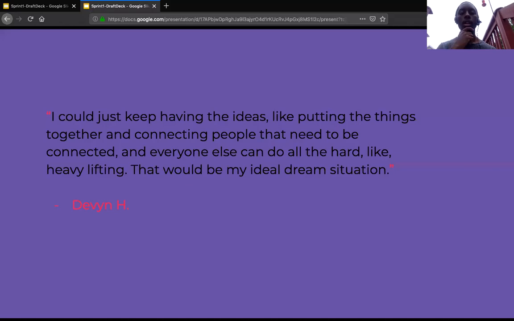And this is a quote from Devin, who said that essentially it would be easier if they didn't have to organize every single thing with the events. That every single thing didn't have to be a struggle. They essentially wanted to come up with the ideas to make those organizations and those initiatives happen, and have something or someone or some, you know, consortium make it happen, to execute on it.